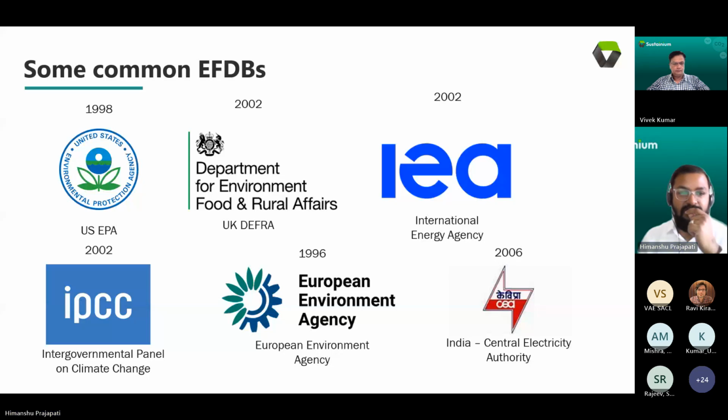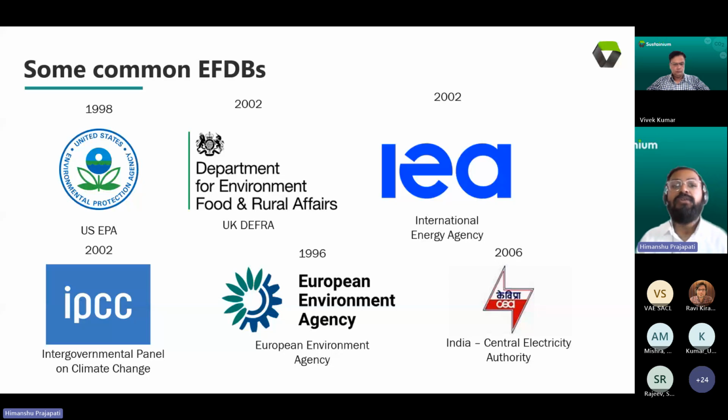Thank you. So I'll just quickly repeat this. US EPA and UK DEFRA are among the most common emission factor databases, available from 1998 and 2002. In case of IEA and IPCC, these are available since 2002. In case of the European Energy Agency, these databases are available from 1996. For specific electricity databases, in case of India, this is available from 2006.